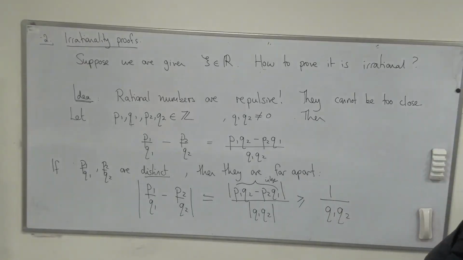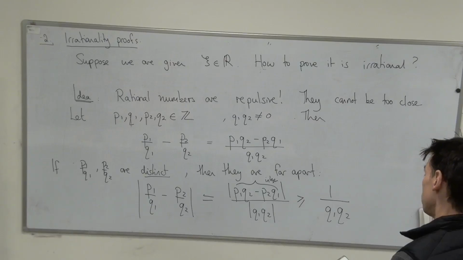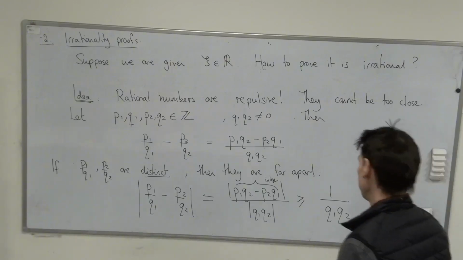You assume they are co-prime, Pi and Qi. Do I assume they are co-prime? No, I don't think so.